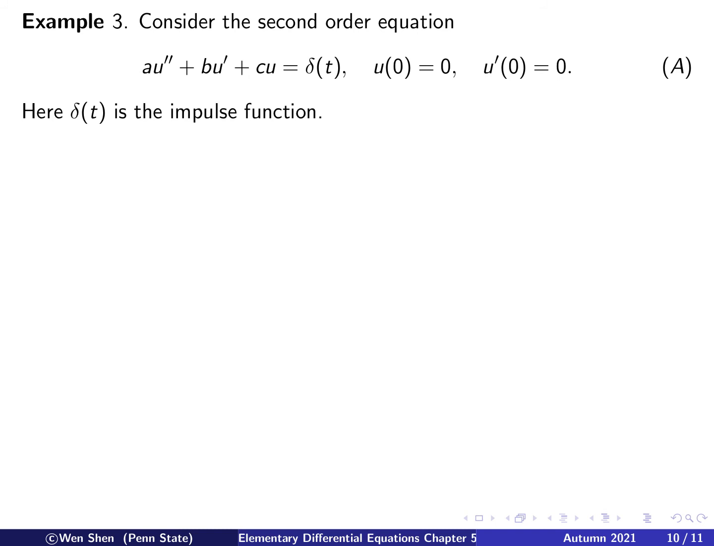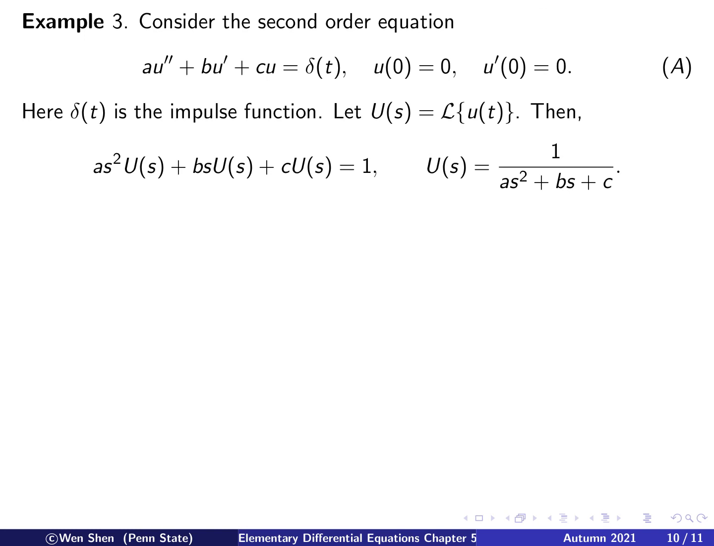Okay, so let's consider a second order equation. a u double prime plus b u prime plus c u equals delta of t. Remember, that's the impulse function. And the initial conditions are 0, so u(0) is 0, u prime(0) is 0. Now let's call this equation A. This is the homogeneous initial condition problem with the impulse function as a source term. That's the equation. Now let's try to solve this.